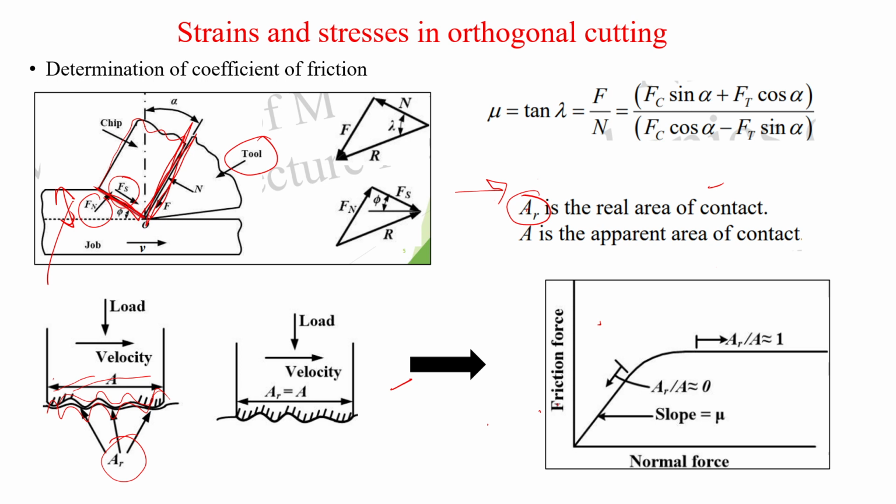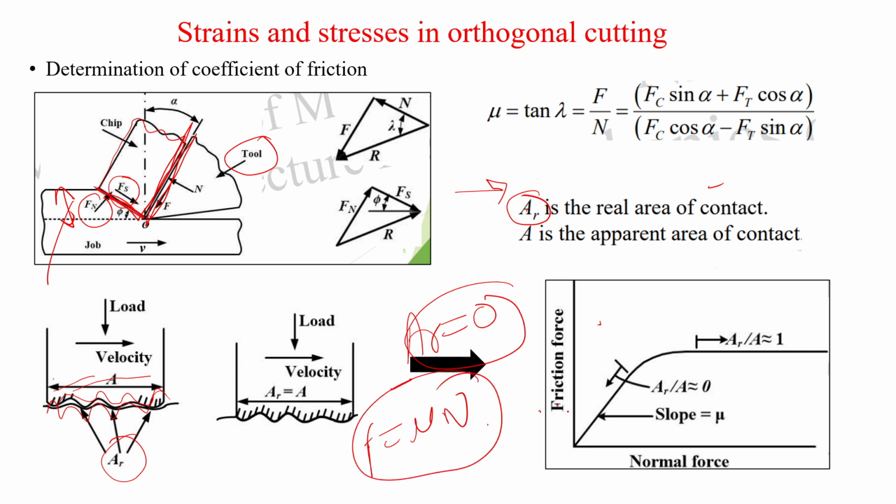So when we see the graph between the friction force and normal force, based on this, when AR by A is equal to 1, which means both are equal, we almost get this line. But when AR is equal to 0, which means there is no real area, then F is equal to mu N, and from here we can draw a straight line.